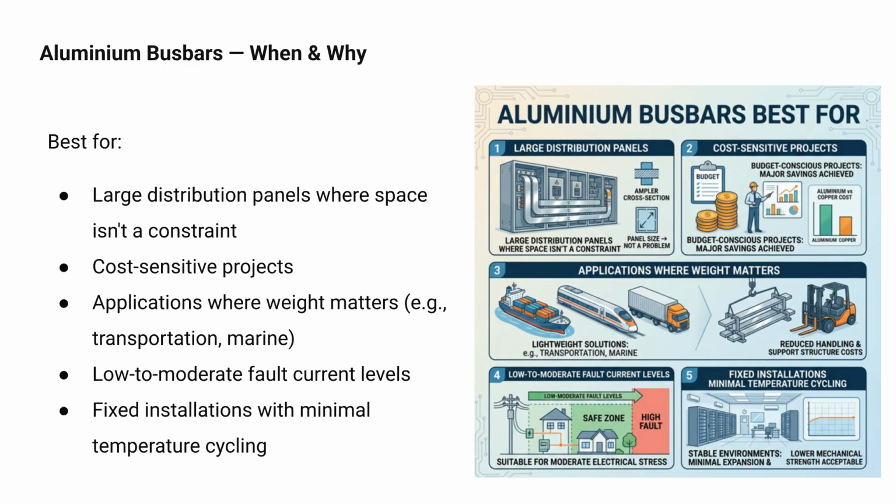Aluminum is best for large distribution panels, where space is not a constraint, and for cost-sensitive projects. It is also ideal for applications where weight matters, such as transportation and marine, and for fixed installations with minimal temperature cycling.